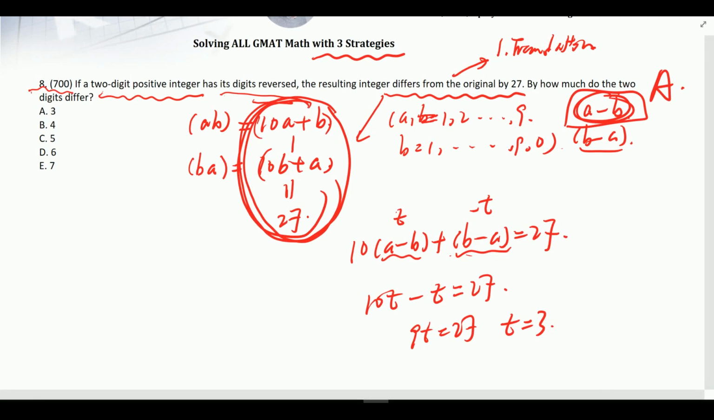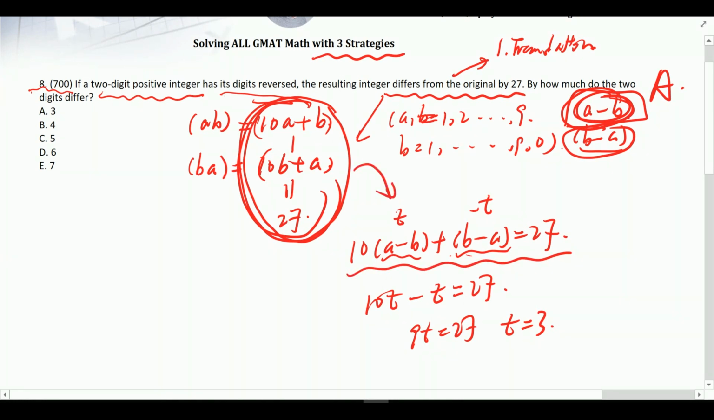And furthermore, I translated the purpose. That's exactly what we want. Then after simplification, this question becomes super easy. The right answer for this 700 level question is therefore A. You need even less than 1 minute to solve this question.